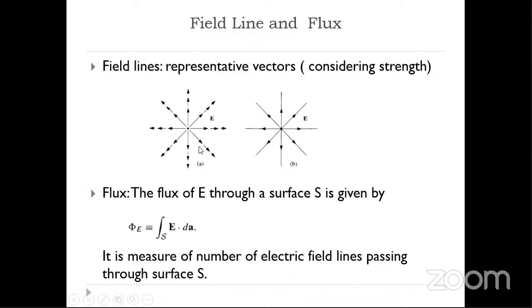Now, scientists have gone for one way of representation. This is called a vector field. What is a vector field? A vector field is a space in which every point in the space is characterized by a certain vector. Let me repeat. A vector field is a space in which every point in the space is associated with a certain vector.